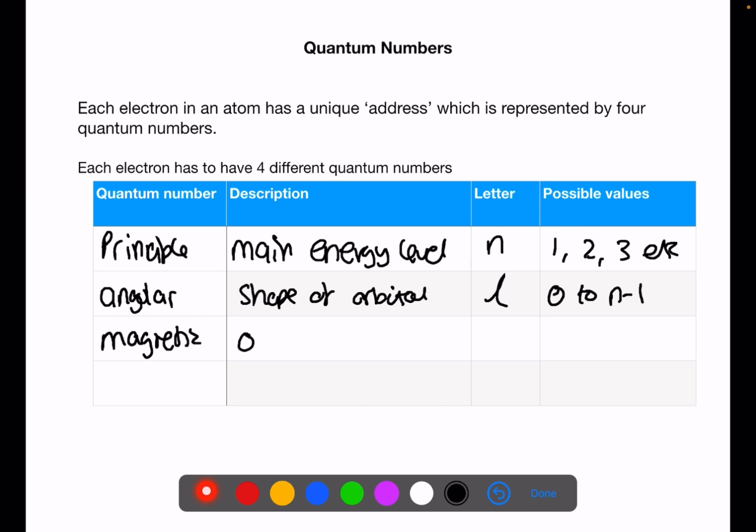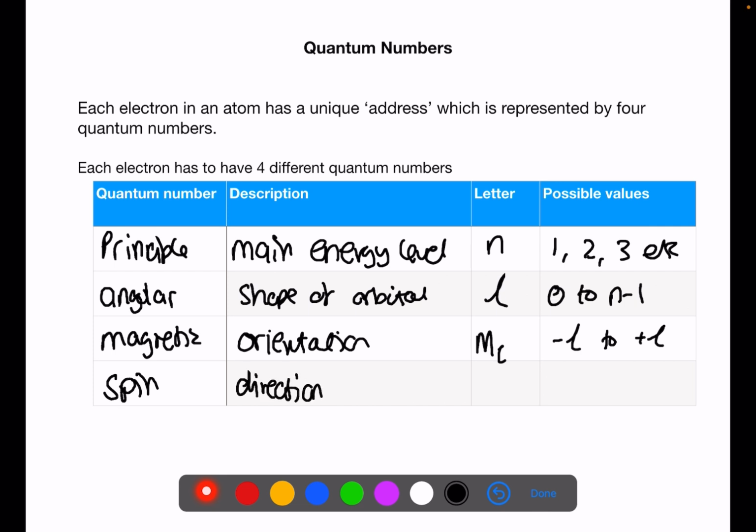Okay, and this gives you your orientation. As I said, for p and d, they can lie along the different axes, and this is given the letter ml, and it can go from minus l to positive l. And then finally you have your spin, and this is the direction of spin of your electron. So electrons can spin up or they can spin down. And this is given the letters ms, and it can only have two values, +0.5 or -0.5. So spin up, spin down.